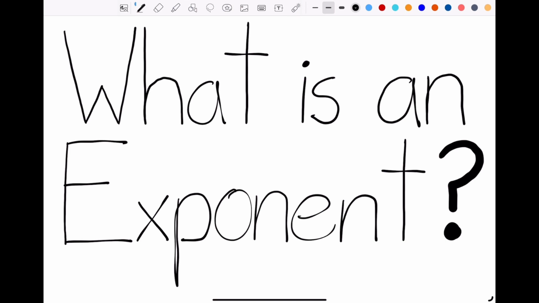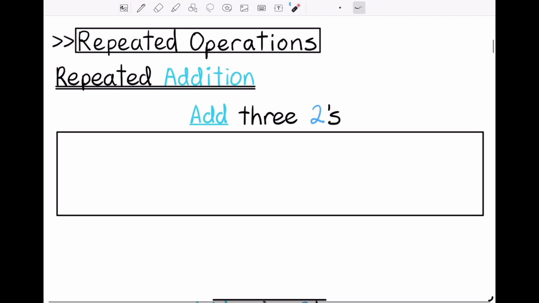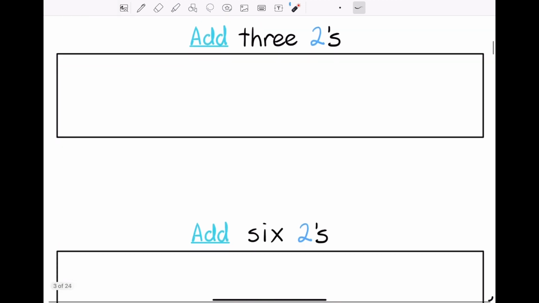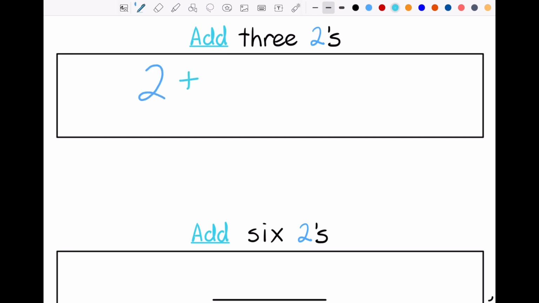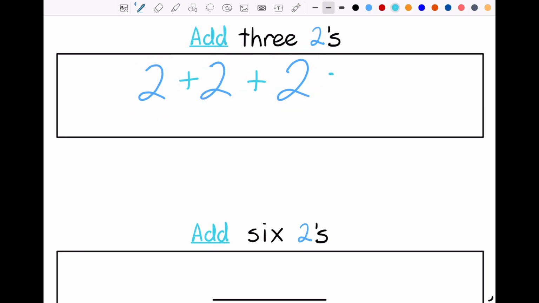What is an exponent? To answer this question, let's first review repeated operations. And for most people, the first operation they see repeated is addition. So let's review repeated addition. For example, let's say we're adding three 2's together. We could write this down as 2 plus 2 plus 2. And notice we're adding the same number repeatedly. And this is why we call this repeated addition.